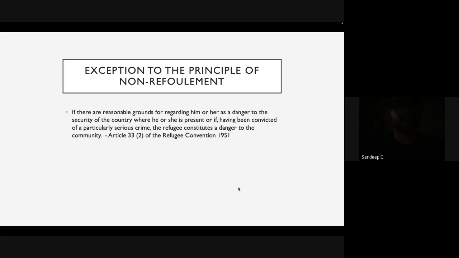Now, there is an exception to the principle of non-refoulement: if there are reasonable grounds for regarding the refugee as a danger to the security of the country where he or she is present, or if, having been convicted of a particularly serious crime, the refugee constitutes a danger to the community. In other words, if a person who has been granted refugee status subsequently becomes a threat to national security, the status of that individual as a refugee may be revoked. If the presence of that individual causes public disorder, or he or she commits a grievous crime, his or her refugee status may be revoked by the host country.